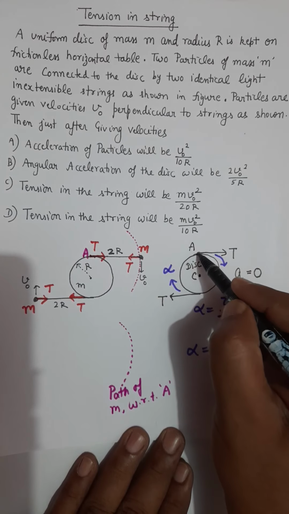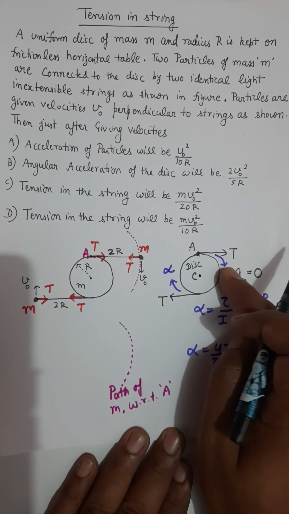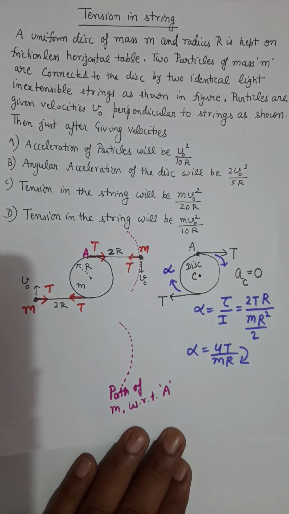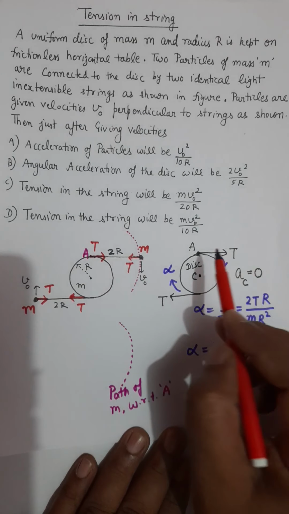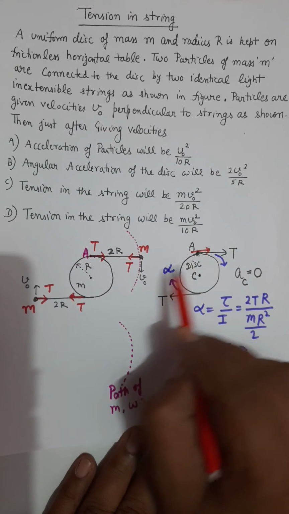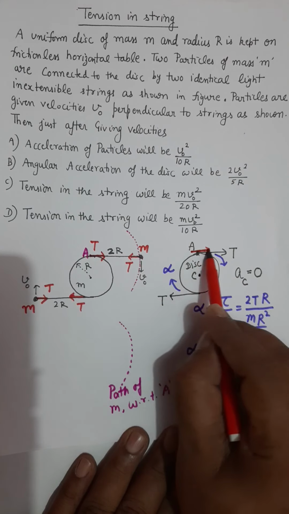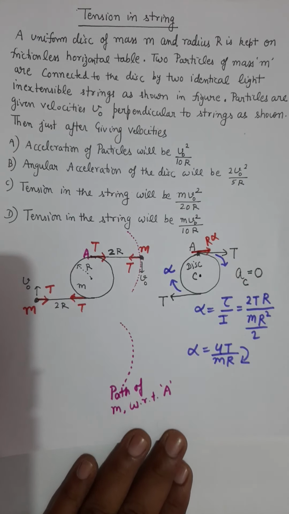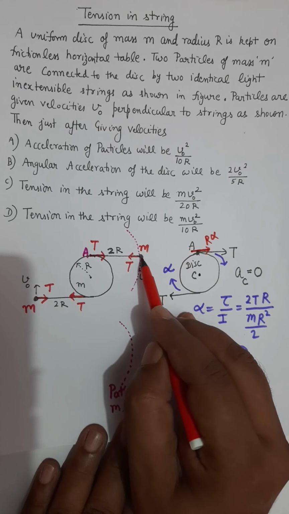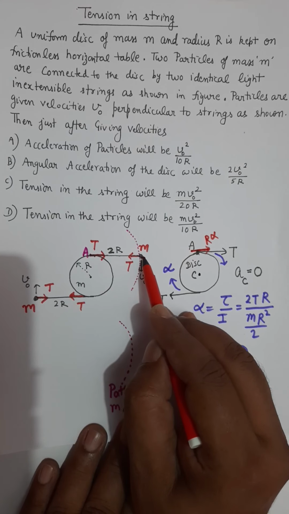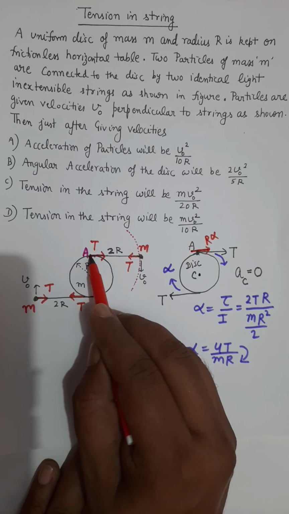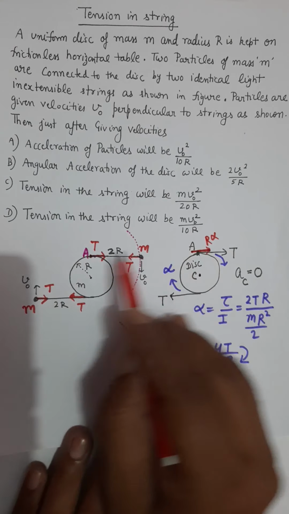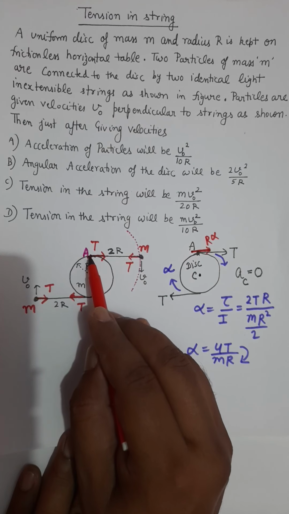Because this point, which is on the circumference of the disk, and the disk is spinning about the center, it is rotating about the center point. Therefore, the point A must have a tangential acceleration in this direction, which equals r alpha. Now the trajectory of this particle is being considered in the frame of particle capital A, and A itself has acceleration of r alpha, which means A is a non-inertial frame.